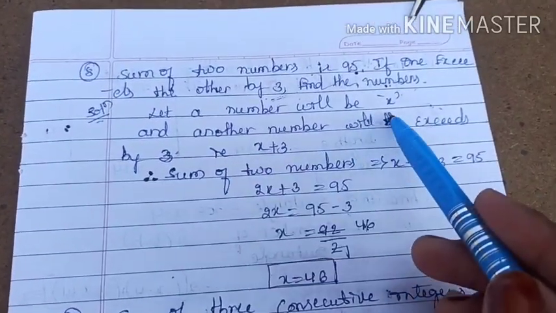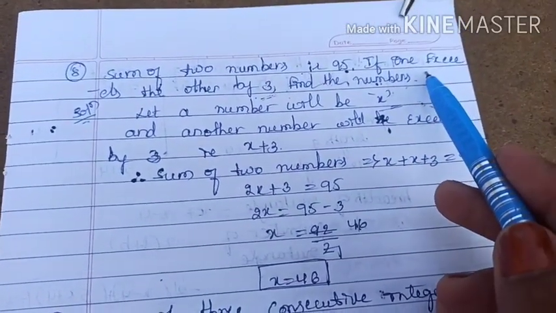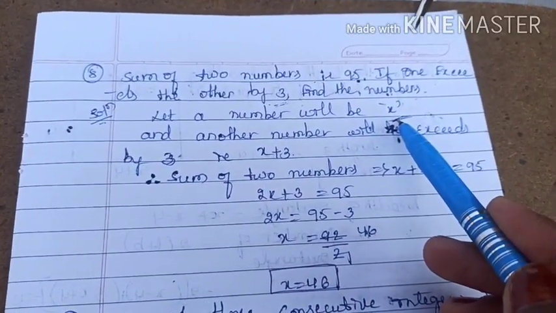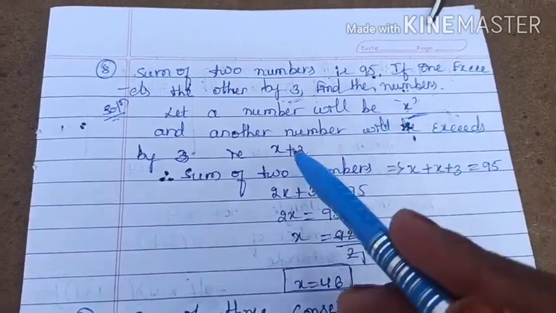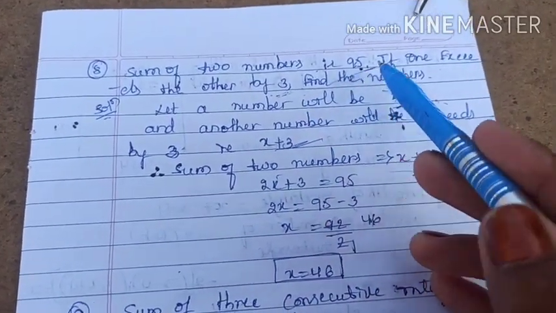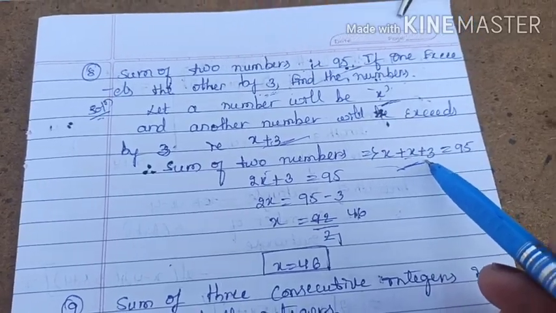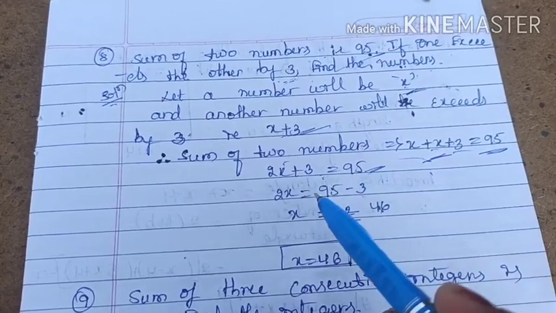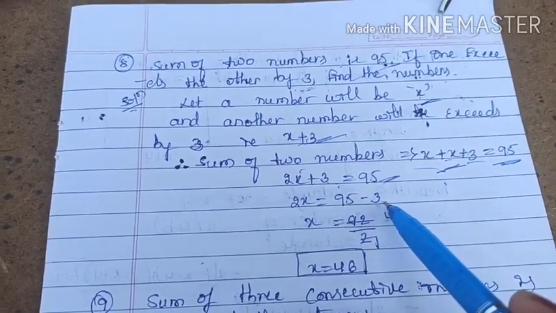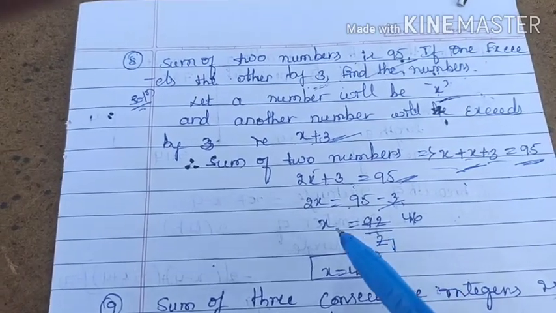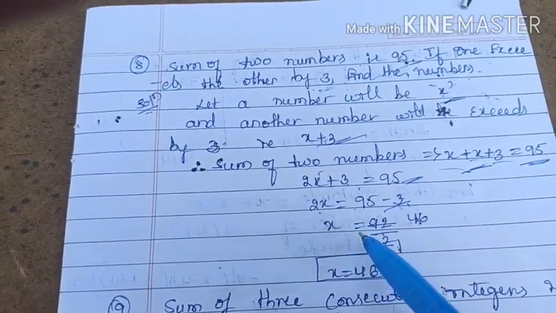Let us consider a number to be x, and one more number exceeds the considered number by 3. So the second number will be x plus 3, and the sum of the two numbers is equal to 95. So x plus x plus 3 is equal to 95. x plus x is 2x plus 3, which is equal to 95. Send this plus 3 to the RHS. It will become 95 minus 3, which is equal to 92. 2x is equal to 92.